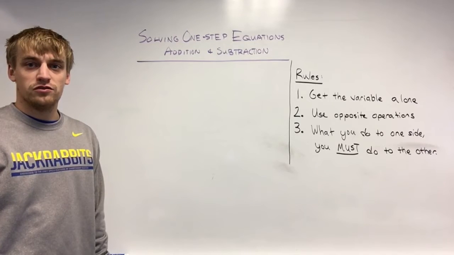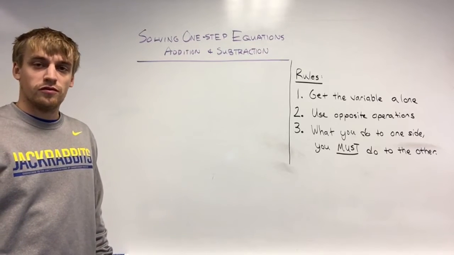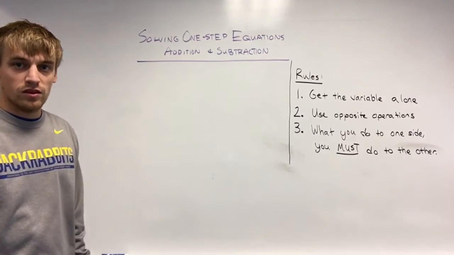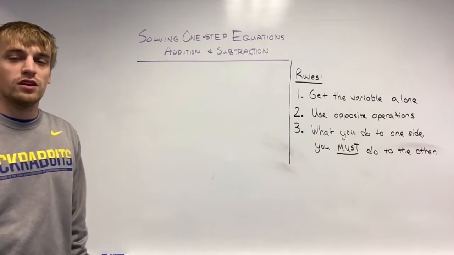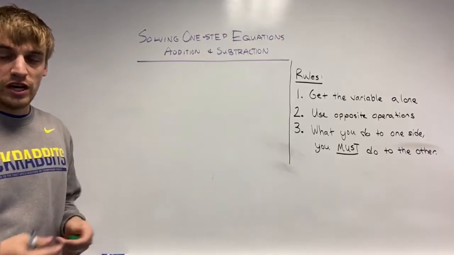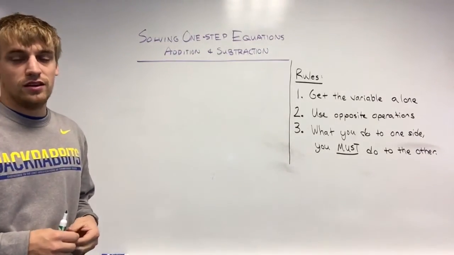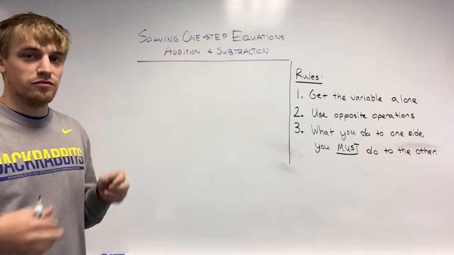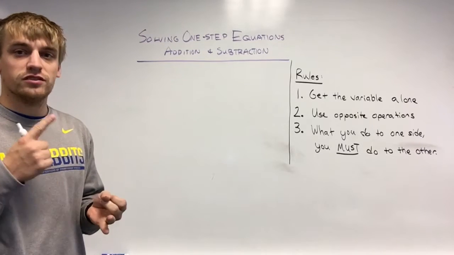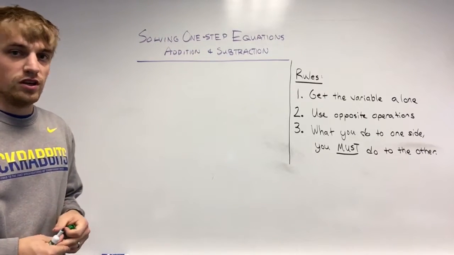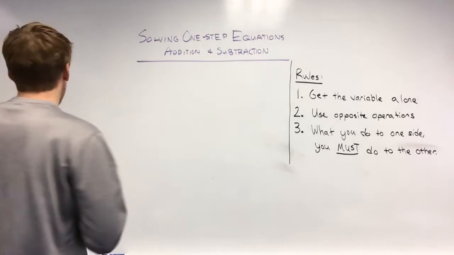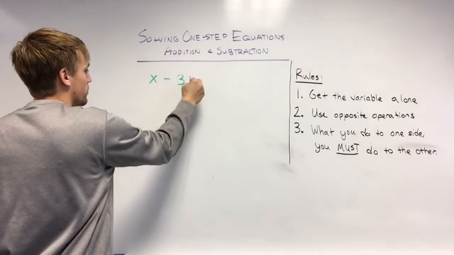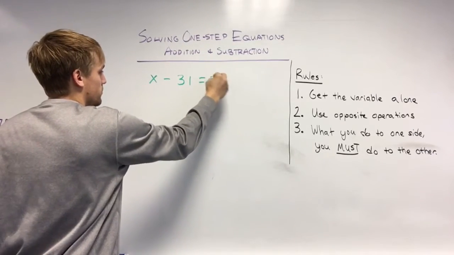Okay, I'm going to talk about how to solve one-step equations with addition and subtraction. So we're going to go through three examples that have addition and subtraction in equations, and we're going to have a mix of fractions, decimals, and whole numbers. So the first example we're going to go through is x minus 31 equals 27.